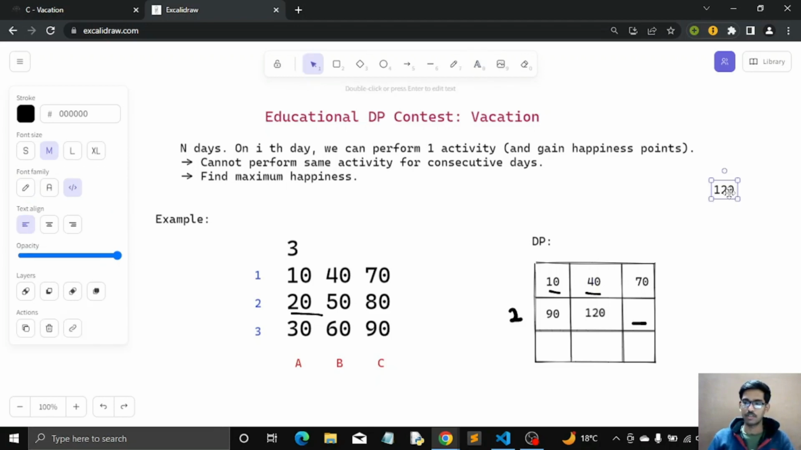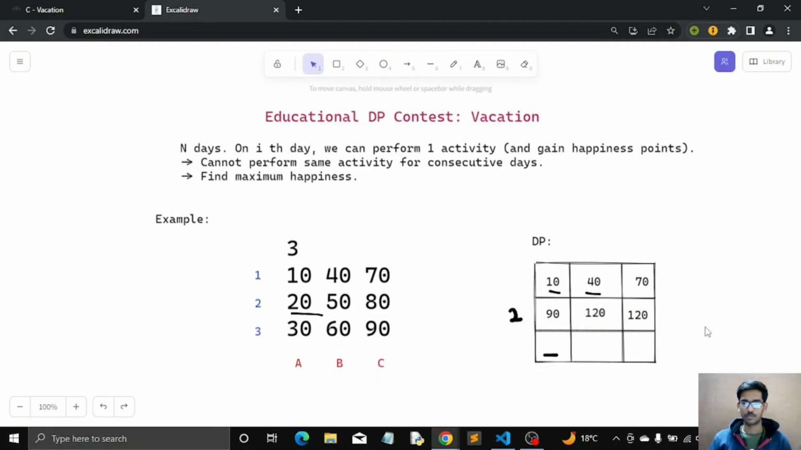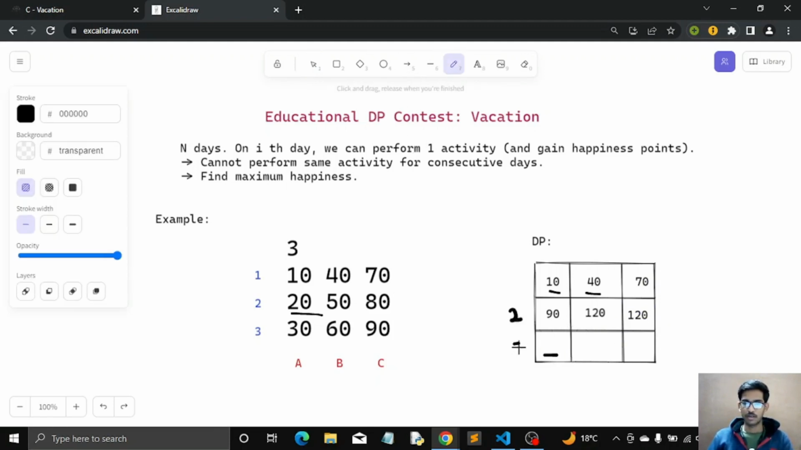So after filling this, we are going to fill 120 on this cell. Same way, we are going to fill the cells in our third row. We are going to assume that if on day 3 I perform activity A, then what is the maximum points of happiness that I can gain? It will be 30, which is the point associated with activity A on day 3.